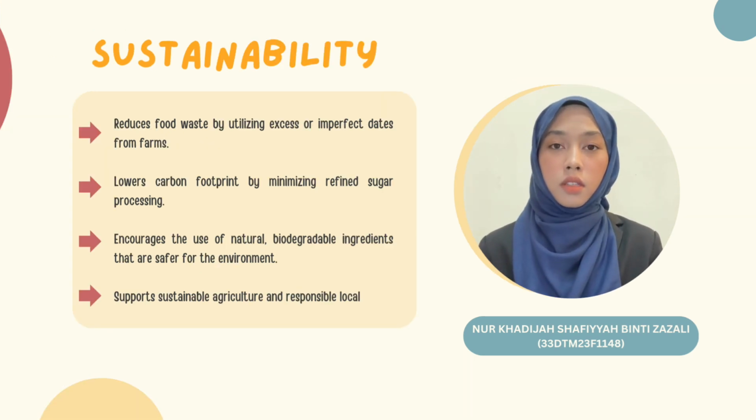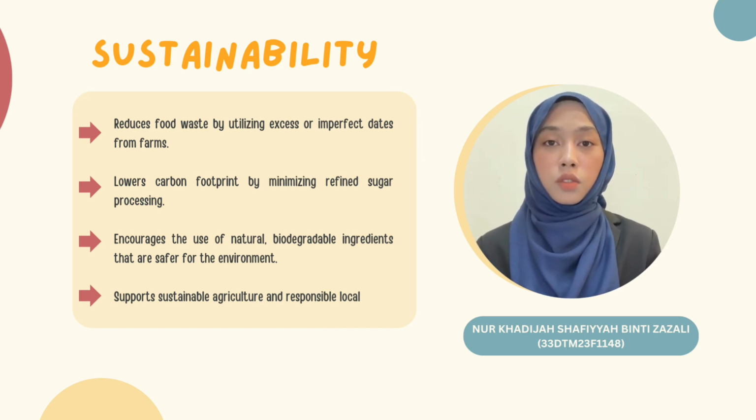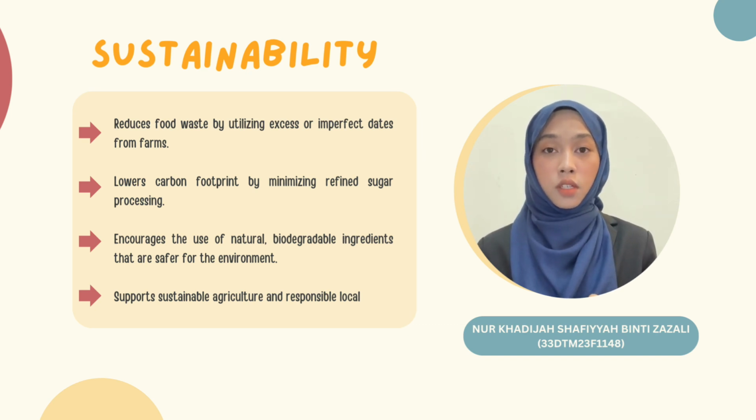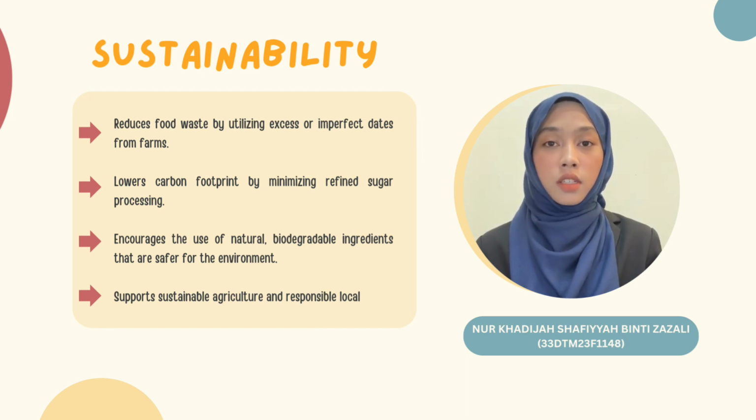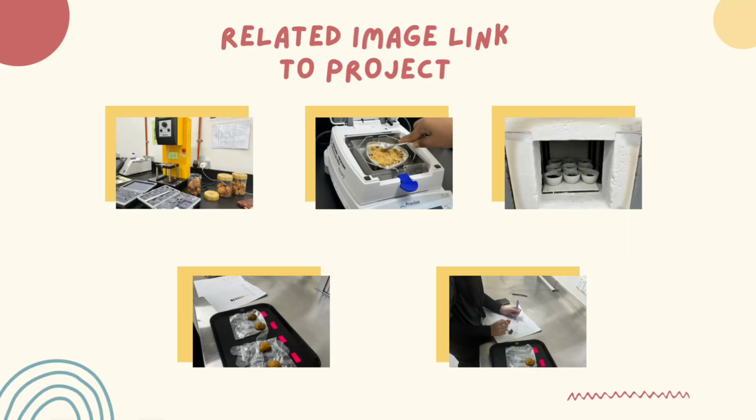For the sustainability aspect, this project focuses on reducing food waste by using excess or imperfect dates from farms. It also helped to lower the carbon footprint by minimizing refined sugar processing. In addition, it encouraged the use of natural and biodegradable ingredients that are safe for the environment. Overall, this project supports sustainable agriculture and responsible processing, promoting a more eco-friendly approach to food production.